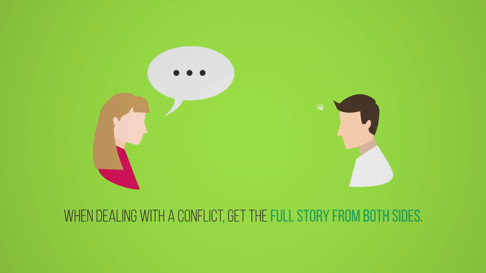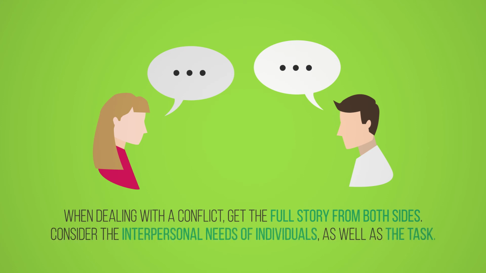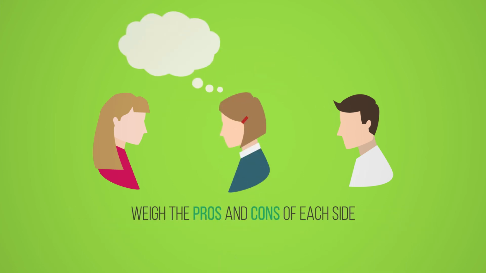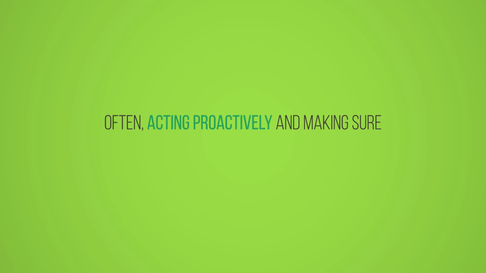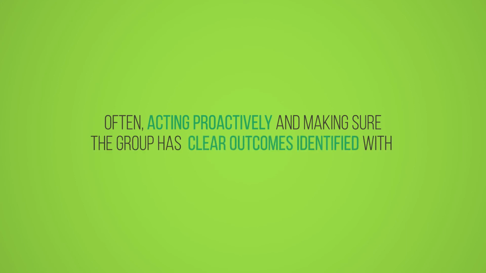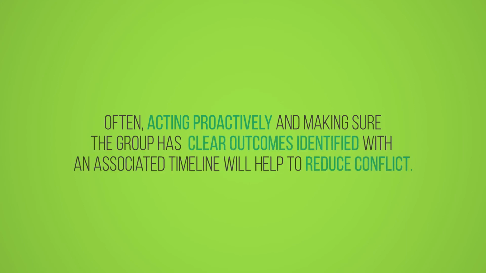12. When dealing with a conflict, get the full story from both sides. Consider the interpersonal needs of individuals as well as the task. Weigh the pros and cons of each side so that everyone can then make an informed decision. Often, acting proactively and making sure the group has clear outcomes identified with an associated timeline will help to reduce conflict.